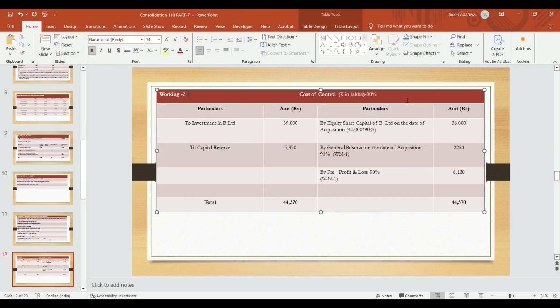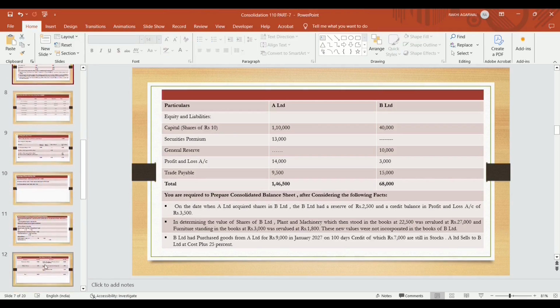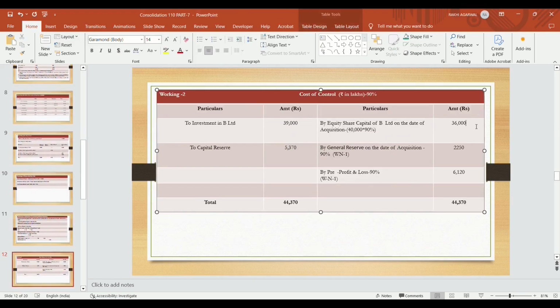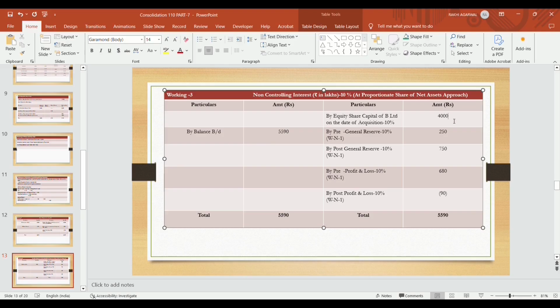Cost of control working note: a 90% stake is held by A Limited. The investment made by A Limited in B Limited is at a cost of 39,000. That investment is eliminated with the equities of B Limited, that is general reserve and profit and loss of B Limited. Whatever is left becomes the capital reserve or goodwill. In this case, the equities of B Limited is 40,000. So 90% of that is 36,000, and the remaining goes to the NCI, that is by equity share capital on the date of acquisition. 10% of 40,000 becomes 4,000.